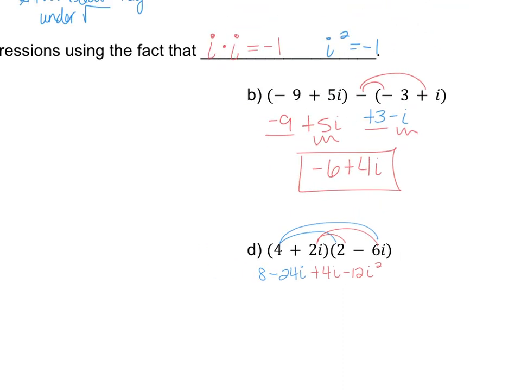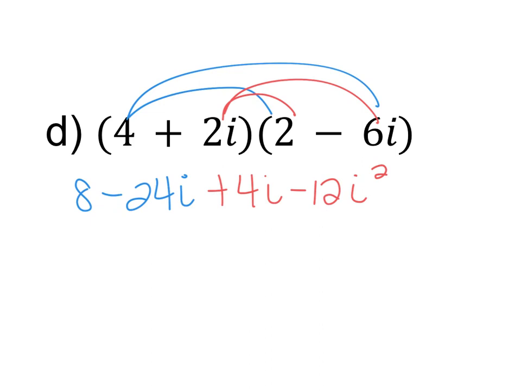Okay, so there's a few different ways to look at it, but remember we talked about up here that i squared is the same thing as negative 1. Okay, so this is the same thing as negative 1. So this is like negative 12 times negative 1, which makes it what? Positive 12. Okay, and then I'm just going to bring everything else down.